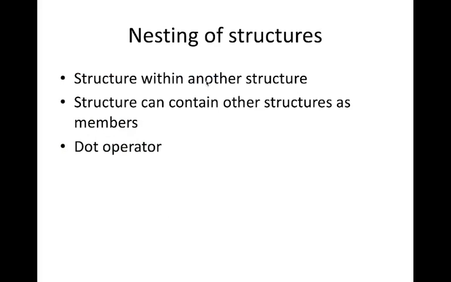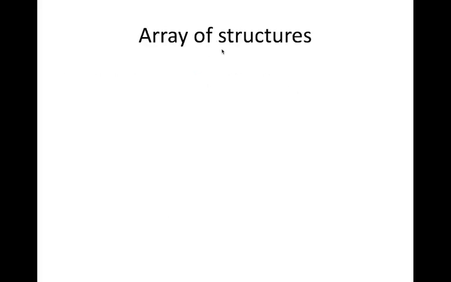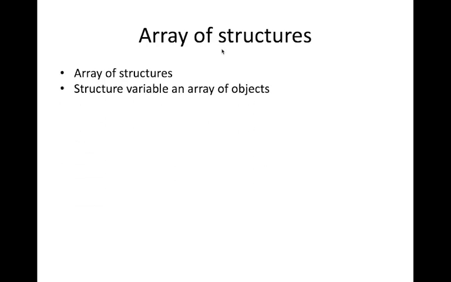Next is array of structures. A structure is a data type, and all data types can have arrays. You have already seen integer arrays, float arrays, character arrays, like that you have seen different arrays. Similarly, you can have structure arrays also. So it is an array of structures. Since basic data types can have arrays, structure variables can also have arrays, so it will be an array of objects.